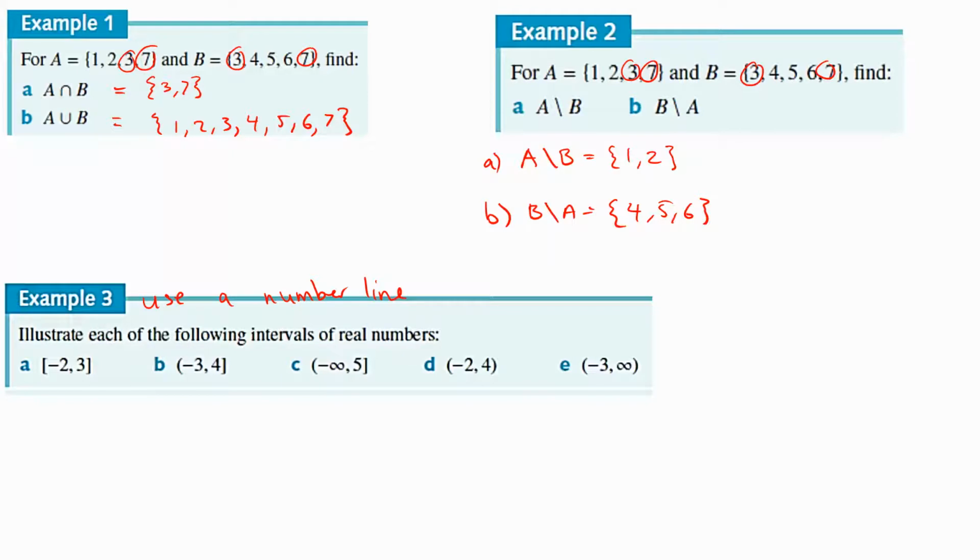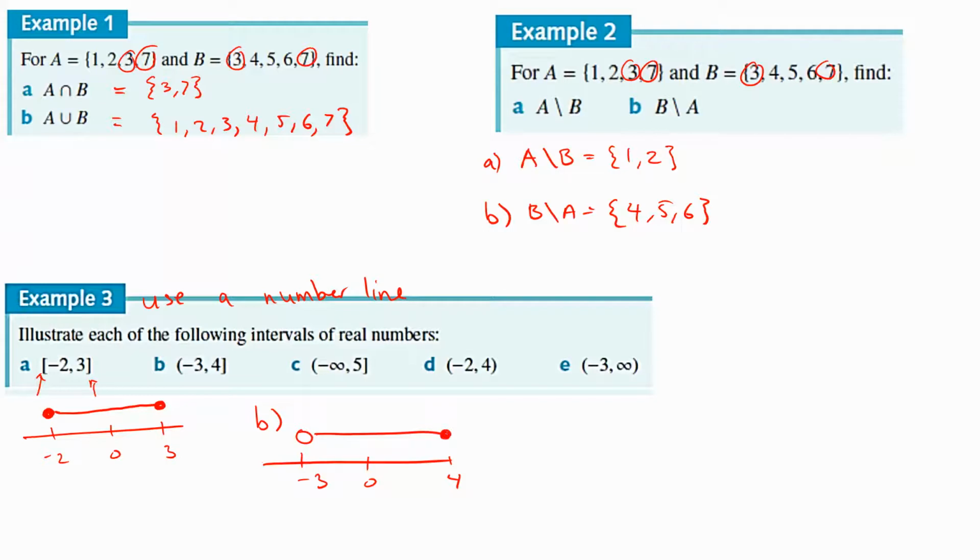Fantastic. Good. Next one, illustrate each of the following intervals of real numbers. I wrote that you use a number line. I wanted you to read the brackets here. They both mean including. So on a number line, you can mark -2, 0, and then 3. All I wanted to see was you using closed circles all the way up to closed 3. If you do the same for B, on a number line you can mark -3, 0, and 4. You don't include -3, and it goes all the way up to include 4.